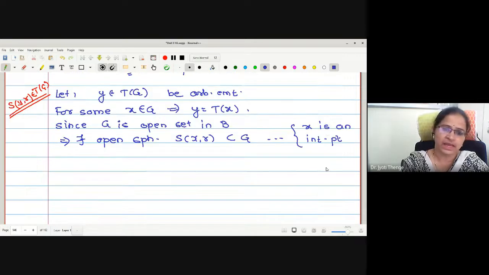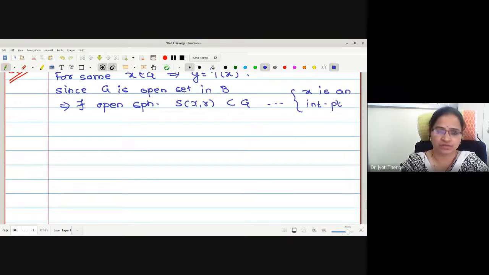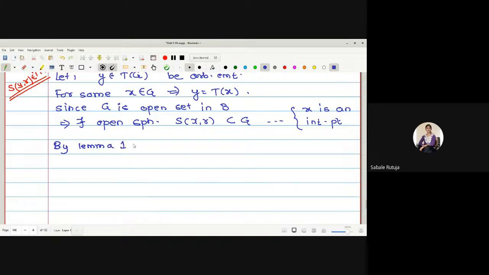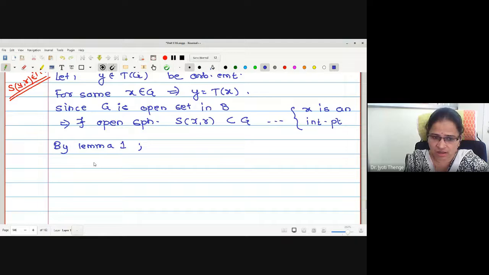X is an interior point. This is what we have in our hand: SXR is contained in G. Now we will use the two lemmas we have proved. Let me use the first lemma. By lemma 1, how can I write SXR? X plus S of 0, R. Good. Therefore, may I write SXR is equal to X plus SR.